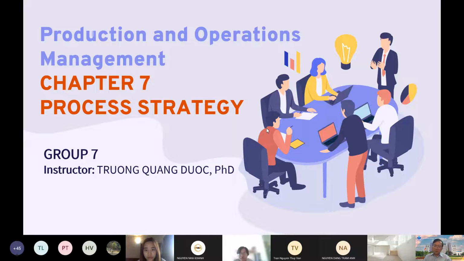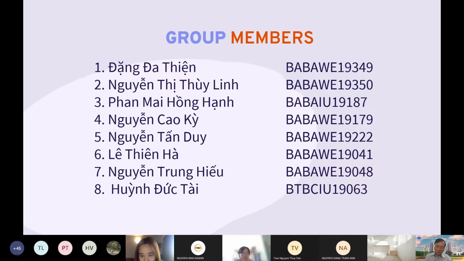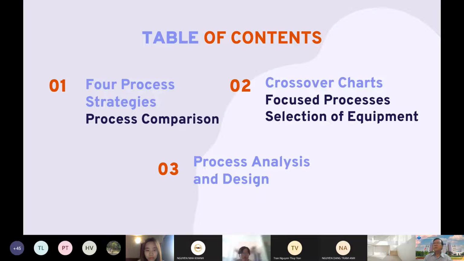Okay. Thank you. Hello everyone. My name is Han. Today Lynn and I will represent Group 7 to present the contents about process strategy. This is the list of members of Group 7. Our presentation consists of three parts. First is process strategies, second is crossover task, and the third is process analysis and design.